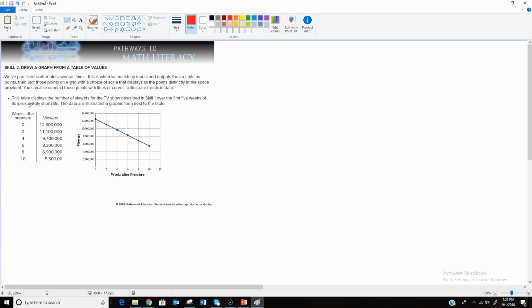But this table displays the number of viewers for the TV show over the first 5 weeks. So in this case, the first week, when it first premiered, there were, remember, 12,500,000 viewers. So if you look at our table, they've gone from 0 to 12 because our biggest number is 10. So remember, when we're looking at that scale, we want to make sure that we at least get to 10. So they went by 2s and added a little extra there. And then for viewers, they need to get up to 12,500,000. It's going to come down from there, so that's the highest we need to go.